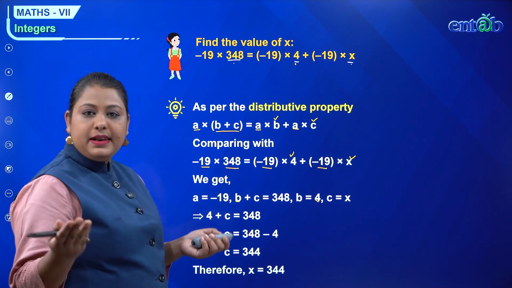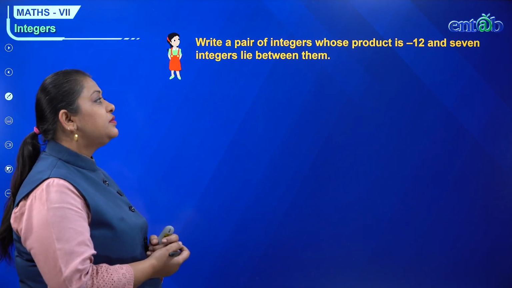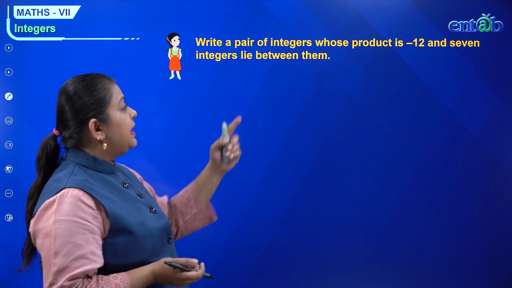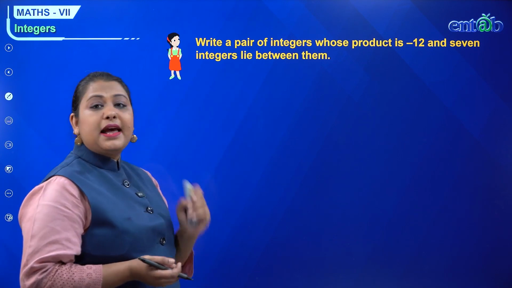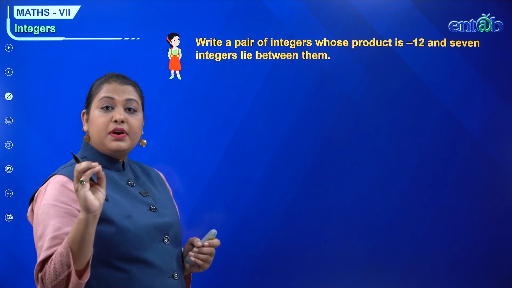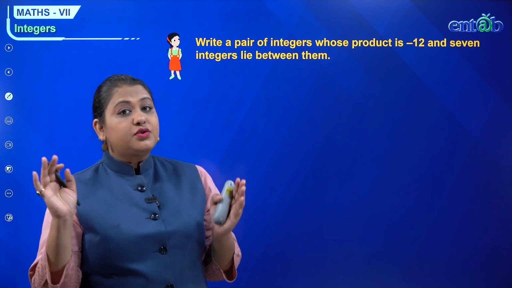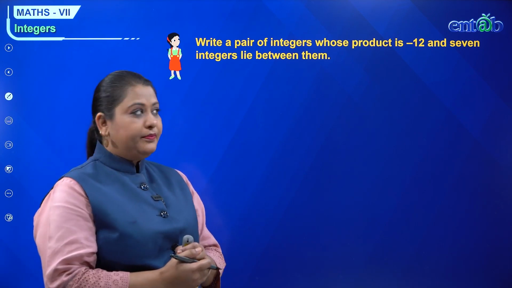Let's look at the next problem. Write a pair of integers whose product is -12 and 7 integers lie between them. Now you have to write a pair of integers whose product is minus 12, but the condition is that 7 integers should lie between them.